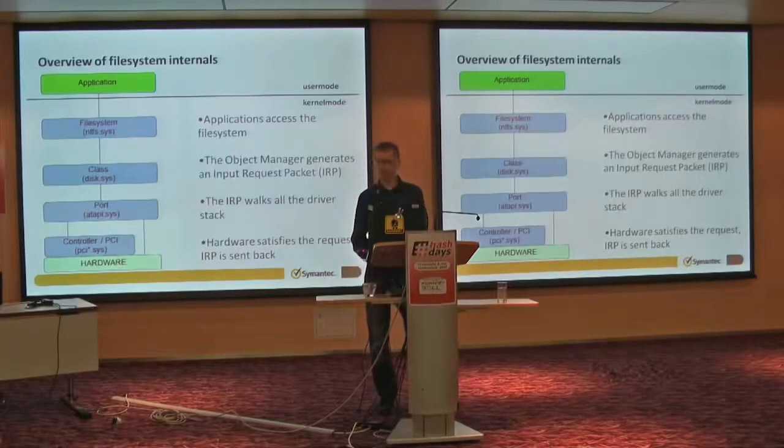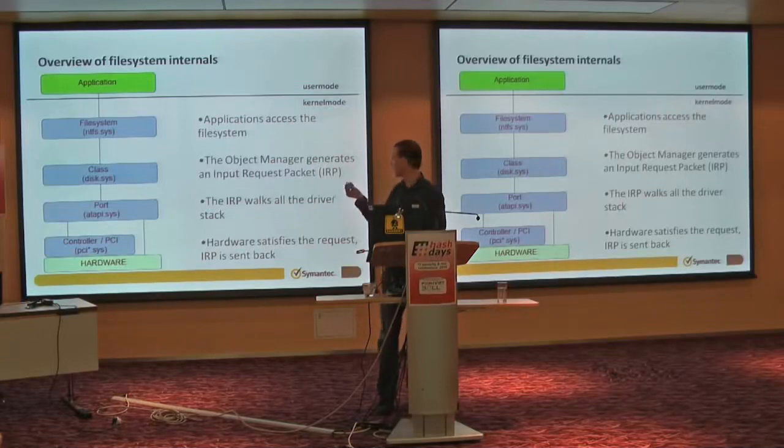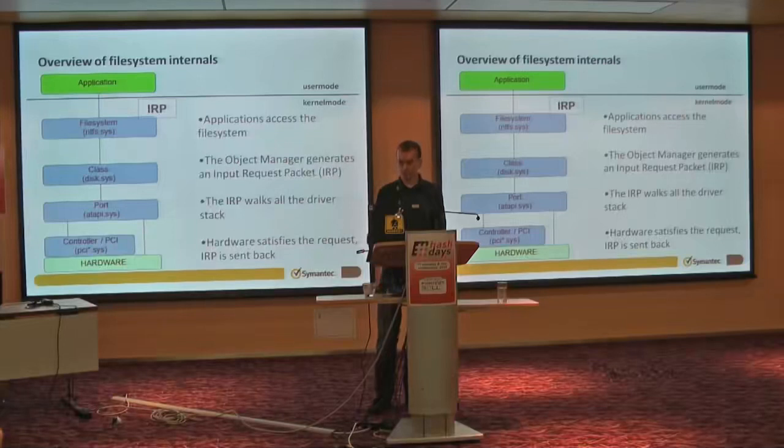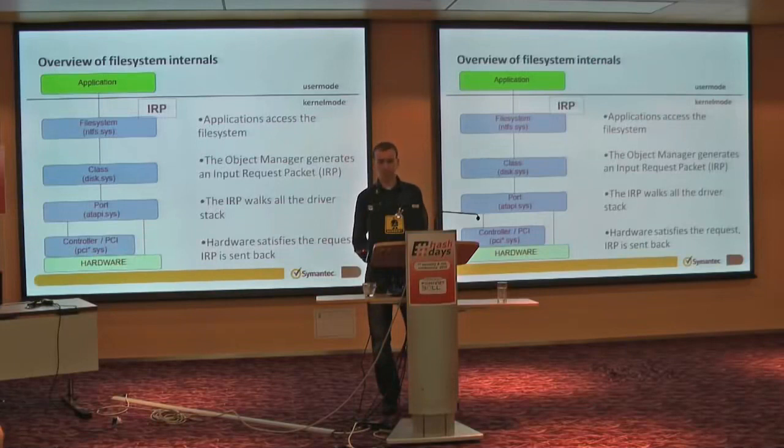This is an example of what would be the internal stack of the file system in the Windows kernel. Of course, the driver names may vary according to the hardware you may have. But normally, whenever an application is performing an input-output request on this volume, the object manager generates an IRP, which is an I/O request packet, which is processed by the file system. So the file system is organized in several different layers. Every layer has its own specific functionality.